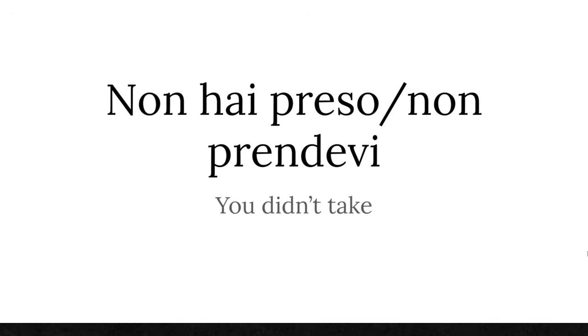You didn't take. So let's see a negative sentence. Here we don't have much difference from the present. The only thing you need to do is to place non in front of the verb. That doesn't change. But you might notice how the past participle of the verb prendere, to take, is irregular. It's not prenduto, but preso. So, you didn't take, non hai preso. Imperfetto, non prendevi.